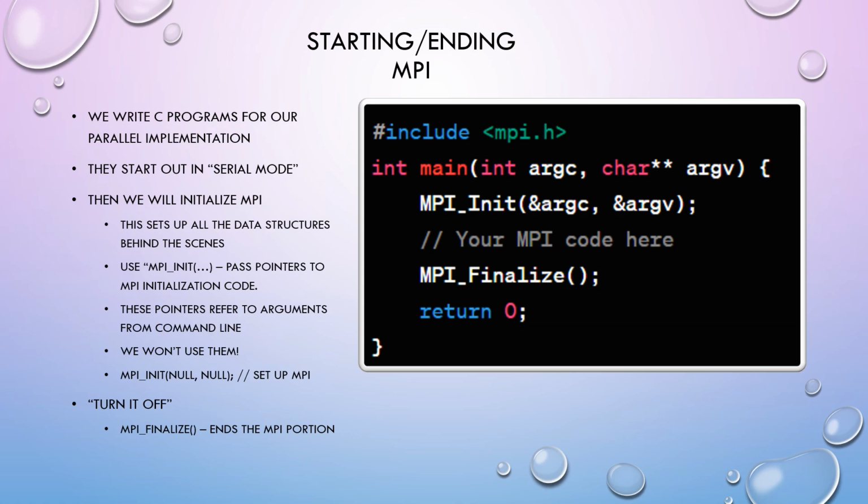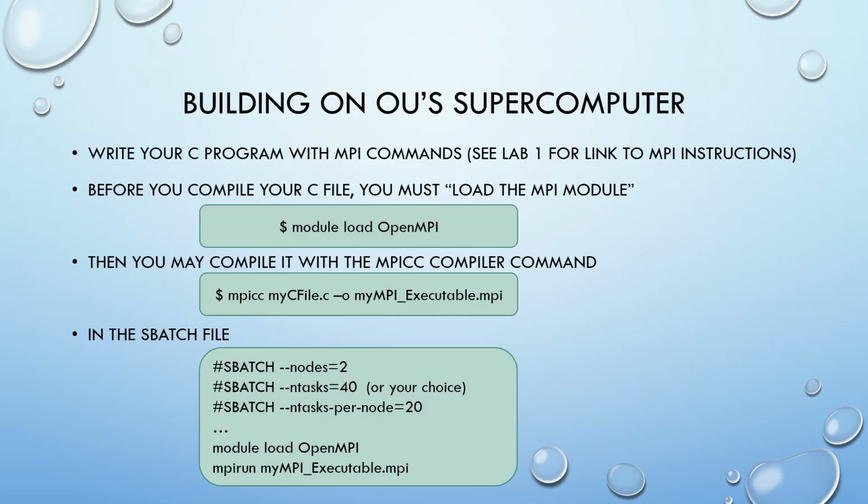Let's see, I think I have to turn this off in order to switch slides. There we go. So how would you build this on the OU supercomputer? I'm going to take a quick side thing here.